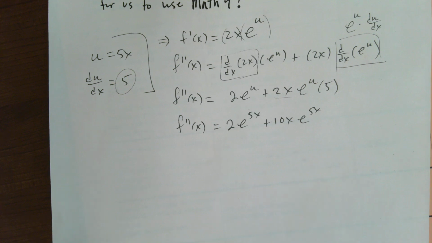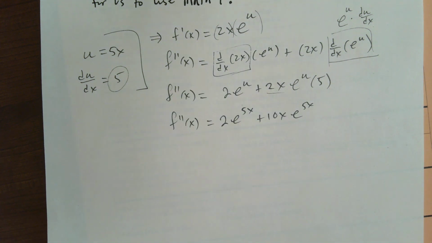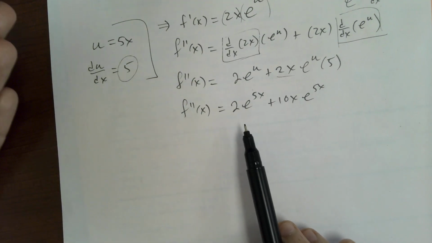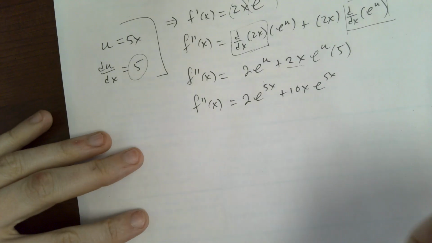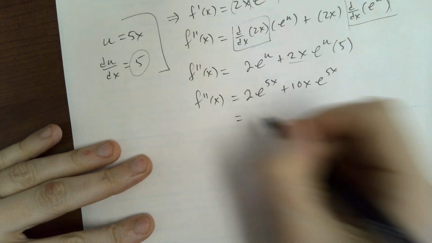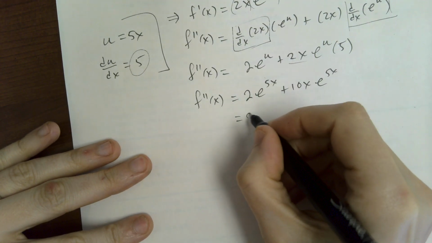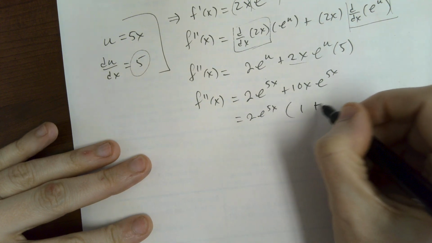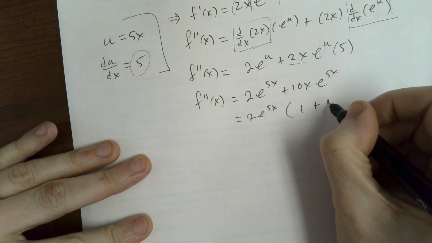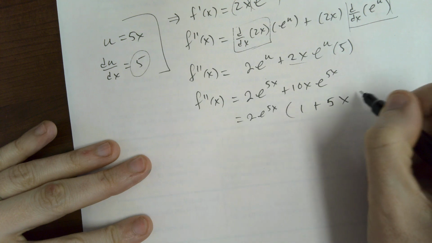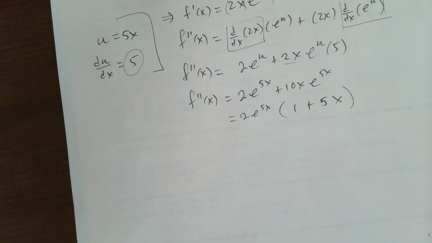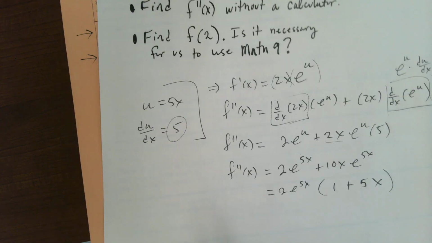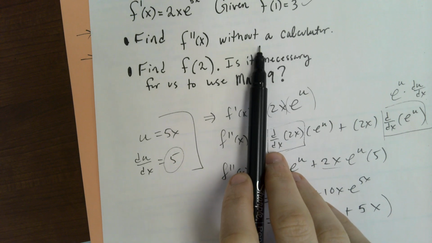Okay. Oh, and guys, just by the way, you could factor this if you wanted. But you don't have to, but just in case, I just want to point out you could take out a 2e to the 5x. And that'd be 1 plus 5x. Excuse me, like if you had to set this equal to 0 or something, that's what you would want to do. Okay, so that was find f double prime of x without a calculator.